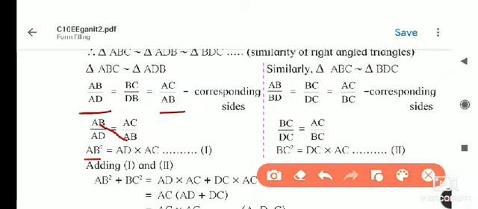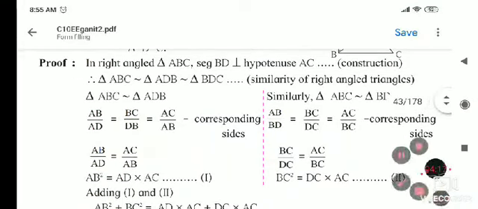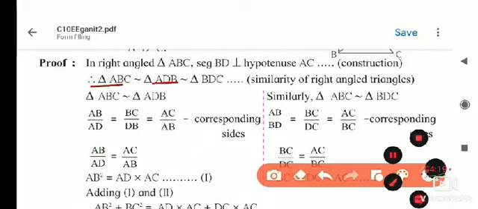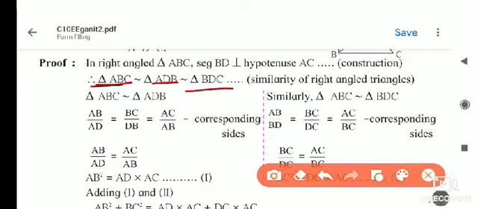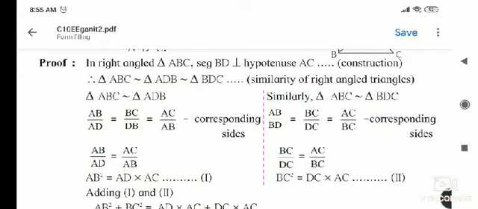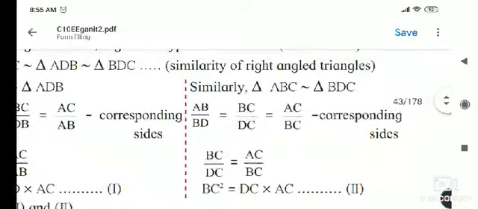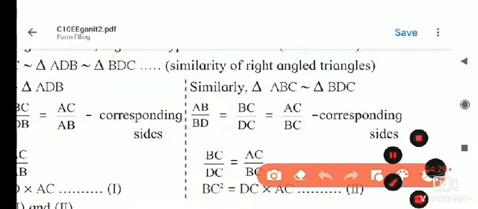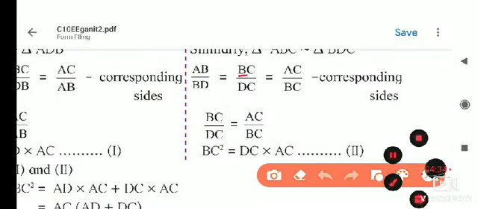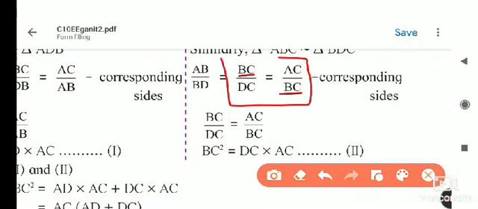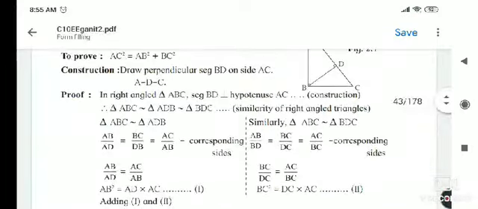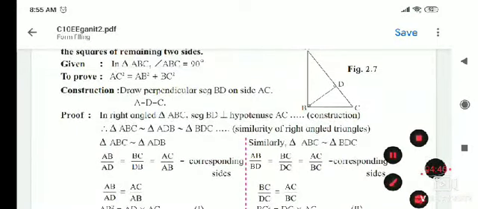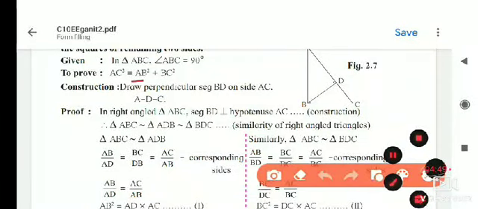Okay, same thing we have to do with another pair, the big triangle ABC, which was taken with ABD at first, and now ABC and BDC we have to take. Then next, here also we have to write the ratios of corresponding sides, and here we select the ratios that give the remaining side, that is BC square, which we want. So we select these two ratios, then BC into BC is equal to DC into AC. Now in the proof we have AB square and BC square, AB square and BC square.